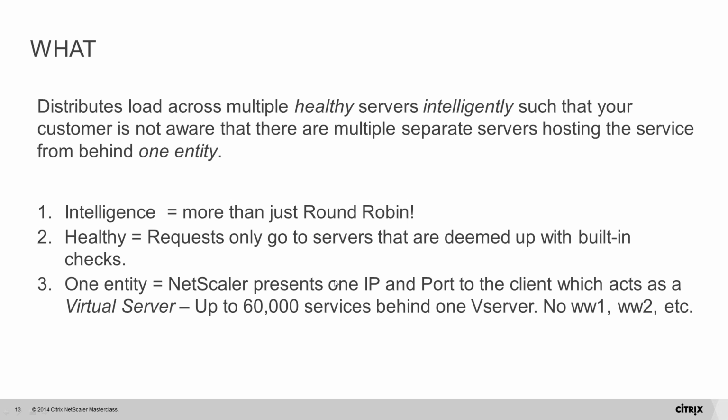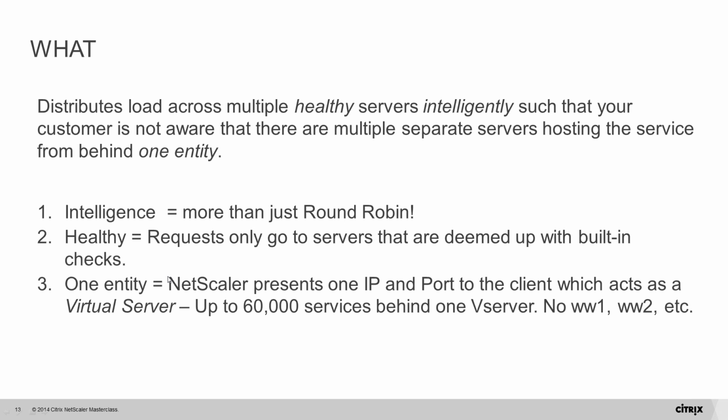Lastly, one entity. So NetScaler, we configure what's called a virtual server, right? So the client thinks they're talking to a server. In fact, they're talking to the NetScaler, which passes on the request to the backend server. Okay, so hence the virtual term. We can have up to 60,000 servers behind one NetScaler virtual server IP address. So that's the power that you can represent with NetScaler.